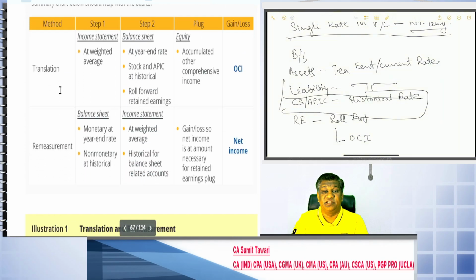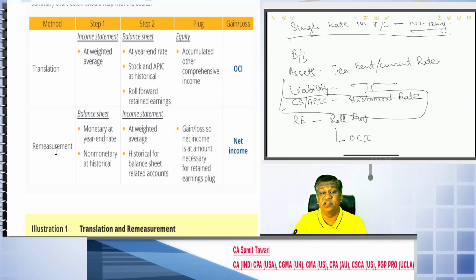So you can see, in translation, the income statement uses a single rate at weighted average, the balance sheet uses the year-end rate, and stock and APIC at the historical rate. Stock and APIC means common stock, not the inventory stock. And the retained earnings roll forward, whatever the difference, goes to accumulated other comprehensive income, because we route the gain and loss through other comprehensive income. So we make an adjustment in accumulated other comprehensive income.